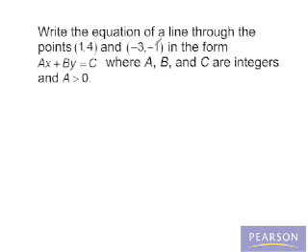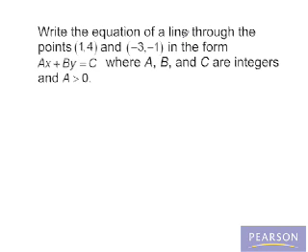Write the equation of a line through the points (1, 4) and (-3, -1) in the form ax + by = c, where a, b, and c are integers and a is greater than 0.